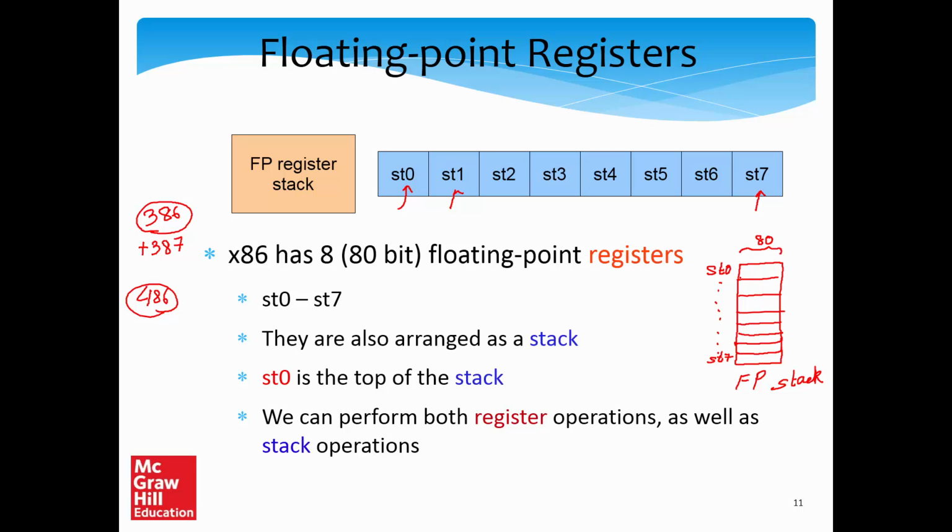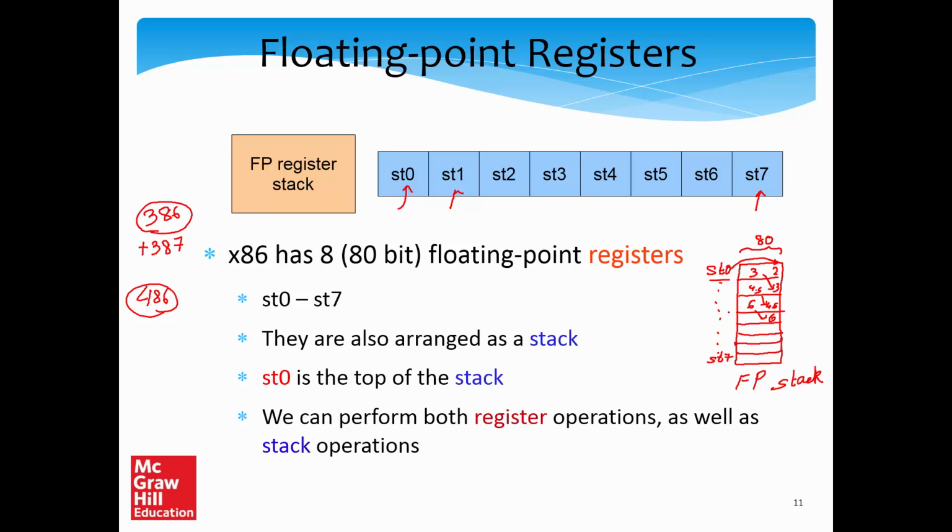So let's assume that the numbers were initially of this form: 3, 4.5, 6. We just had 3 numbers. Now let's say we push 2 on the floating point stack. So the new state of the stack would be 3 would come here, 4.5 would come here, 6 would come down, and 2 will get pushed on the top. So now if we print the value of ST0, it will actually print 2, ST1 will print 3, ST2 will print 4.5, and ST3 will print 6.